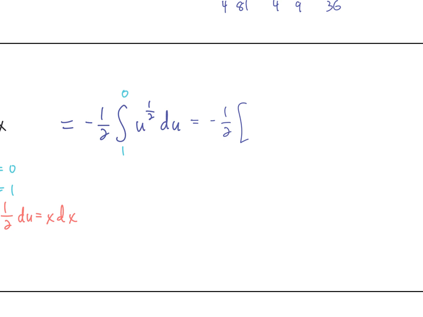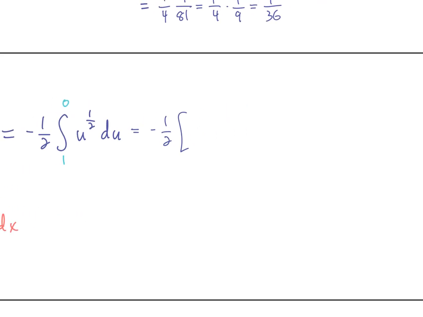Okay, so I'm just going to take the antiderivative right now. So the antiderivative of u to the 1/2 is u to the 3/2. Add 1. It's a fractional exponent. It's just better to multiply by the reciprocal right away.